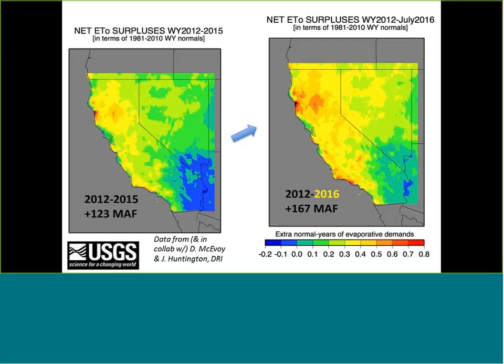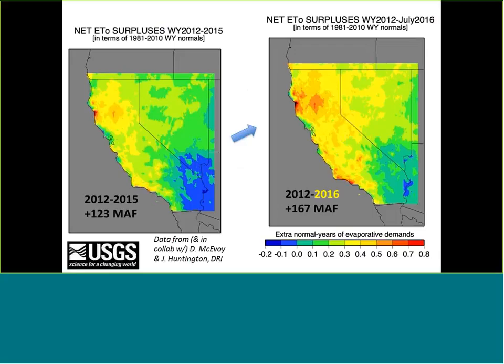Okay. So again, you've seen the one on the left here. That's the accumulation of the evaporative demand surpluses over the 2012 to 2015 period, and then on the right is throwing in this year, and you can see that it's pushed us, especially up in the north, from kind of moderate values into pretty large areas where the numbers are starting to get rather large, almost a year behind. And remember, a year of ETo is a large number.